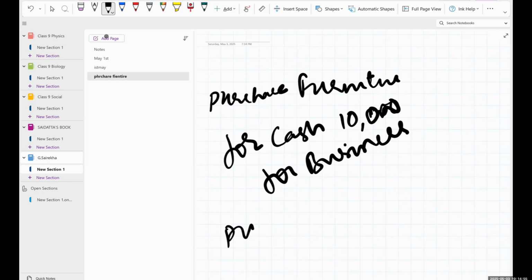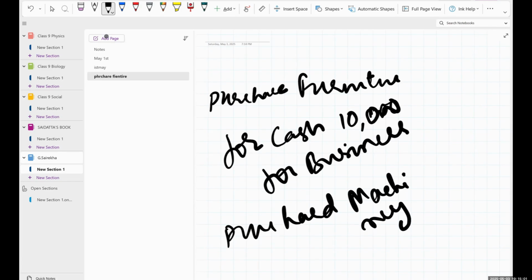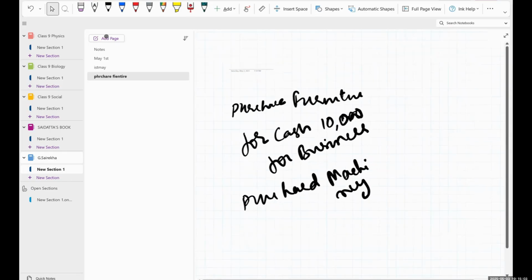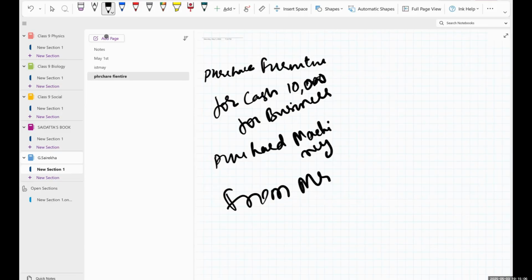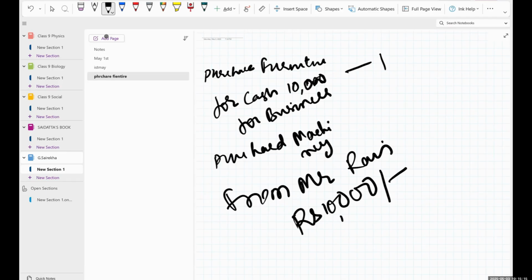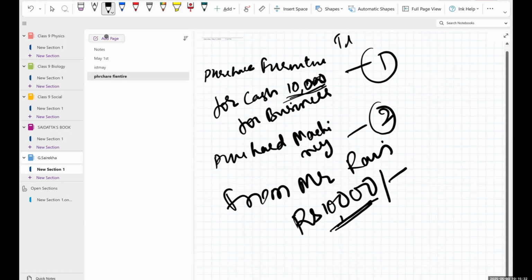Okay. And next one, purchased machinery from Mr. Ravi, rupees 10,000. Now, this is the first transaction. This is the second transaction. Now, why am I calling this a transaction? Because here an amount is involved. Here also an amount is involved. So because an amount is involved, we call these things transactions. If an amount is not there, we don't call them a transaction.